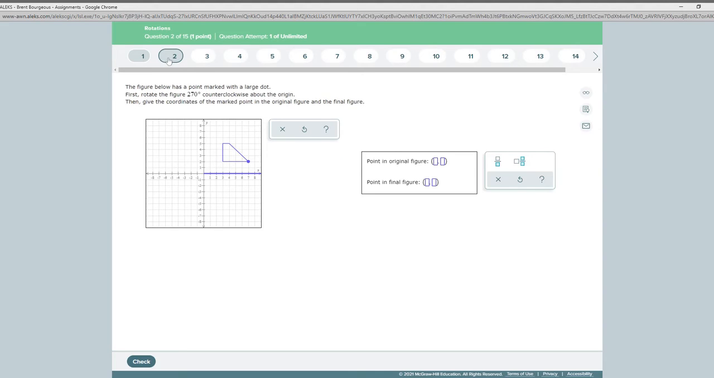If you go on to other questions, you might be asked, like in this one, to do a rotation of 270 degrees clockwise about the origin, then give the coordinates of the marked point in the original figure. Well, first of all, the marked point we have here is 7, 2. So we would get in there and type 7 and a 2 in our first spot.